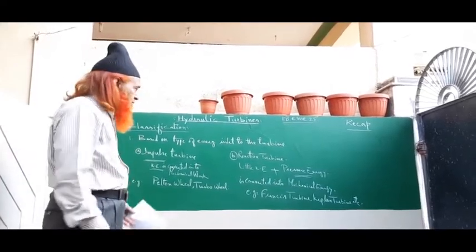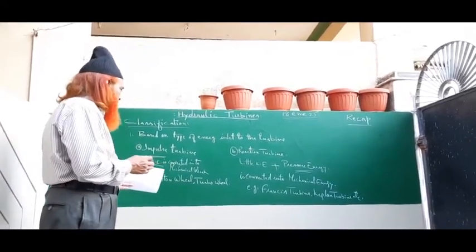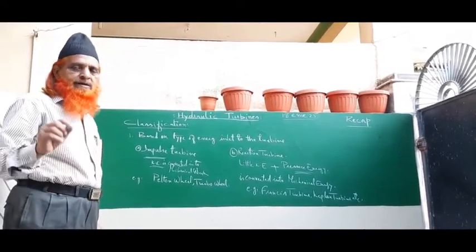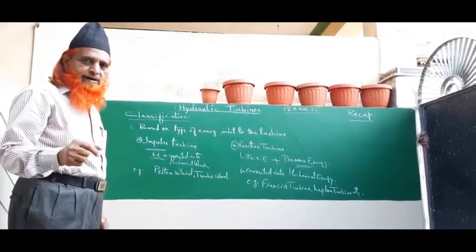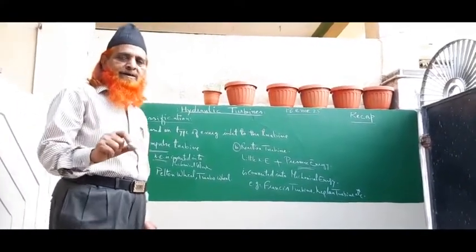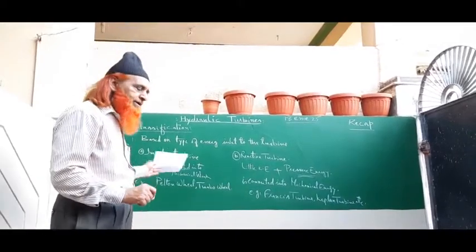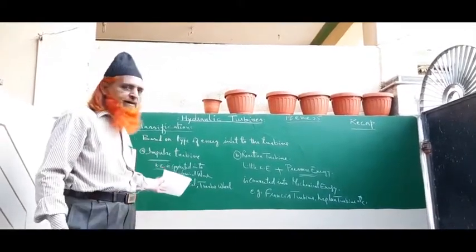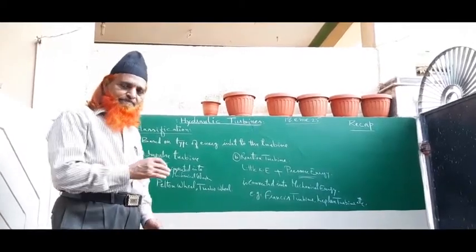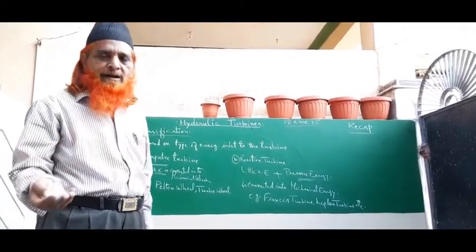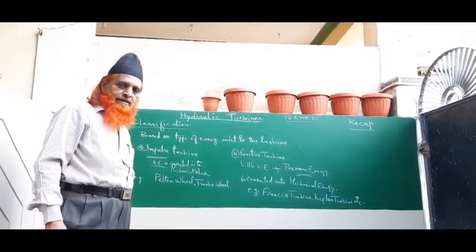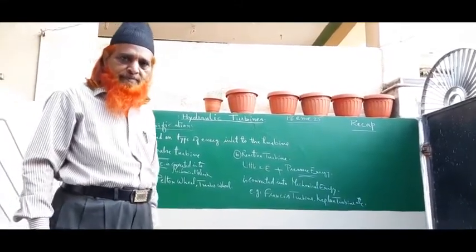This is the classification we can make on the basis of the energy input to the turbine: in what form the water energy is at the inlet of the turbine. On that basis, if it is kinetic energy, it is the impulse turbine. If it is pressure energy along with a little kinetic energy, it is the reaction turbine or impulse reaction turbine. You can call it that. Is it clear to all of you? Yes?